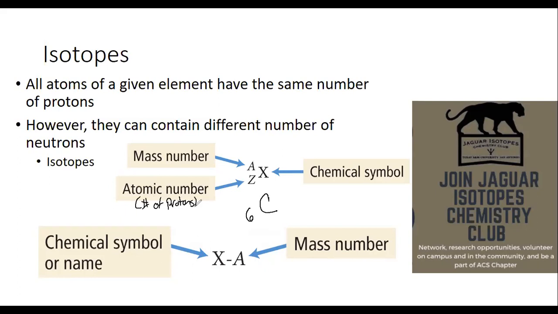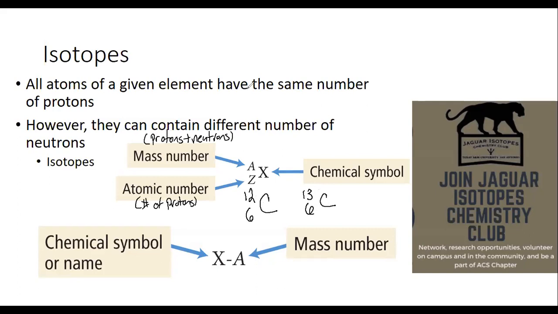Then above that, we put what's called the mass number. The mass number is protons plus neutrons. So there are 2 types of carbon. You have carbon with 6 neutrons, or you can have carbon with 7 neutrons. So the mass number is either 12 or it is 13.